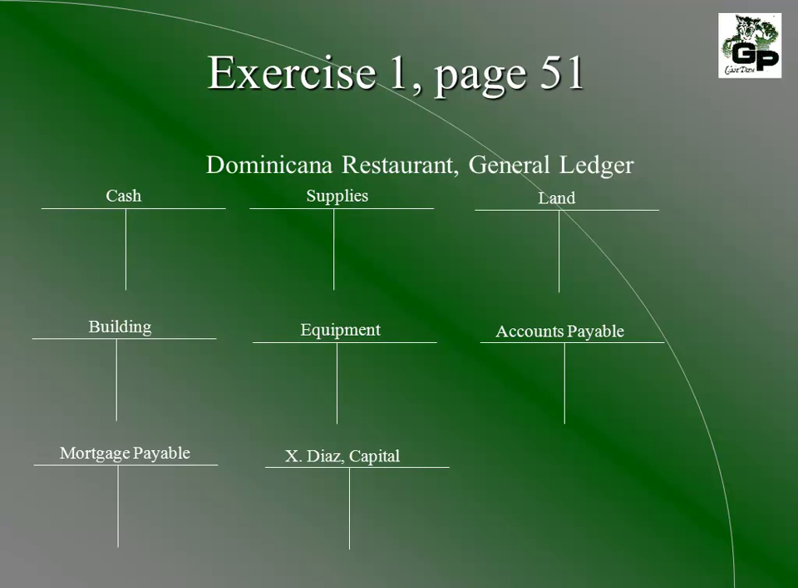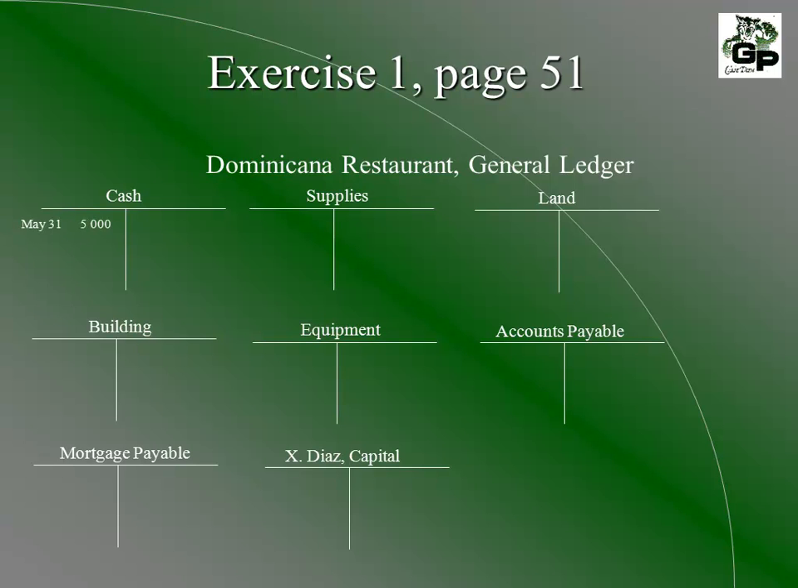So this is for Dominicana Restaurant, and this is a general ledger for that company. Notice the T accounts are set up. We've got cash, supplies, land, building, equipment, accounts payable, mortgage payable, and Xavier Diaz capital account. Write all these accounts down and pause, and then when you've finished, resume.